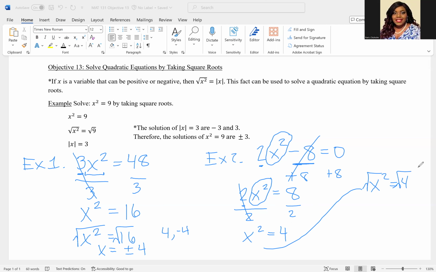Okay? So the square root of x squared is going to be x, and the square root of 4, remember, from this point forward, is not going to just be 2, it's going to be plus and minus 2. Okay? So hopefully that makes sense to everybody.